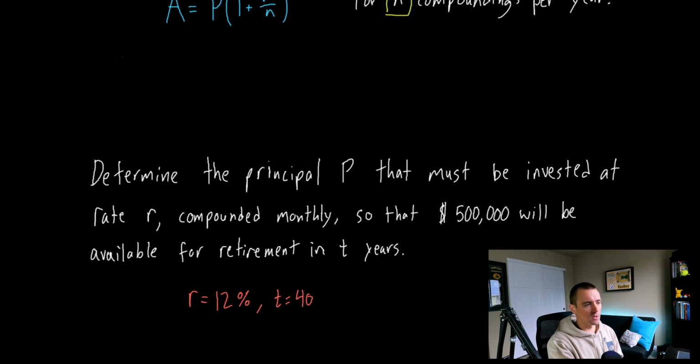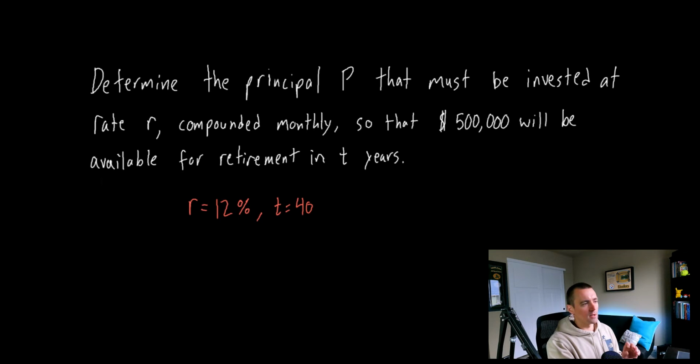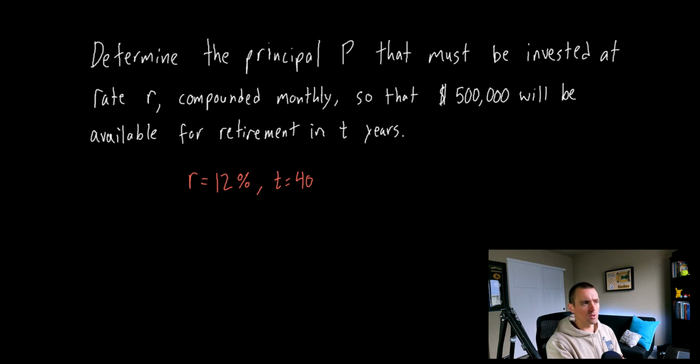But let's jump into an example and I'll show you how to actually apply this. So here's a problem that you might run into. Determine the principal P that must be invested at rate R, compounded monthly, so that $500,000 will be available for retirement in T years. So again, this is a very practical example of compound interest and how this is used.